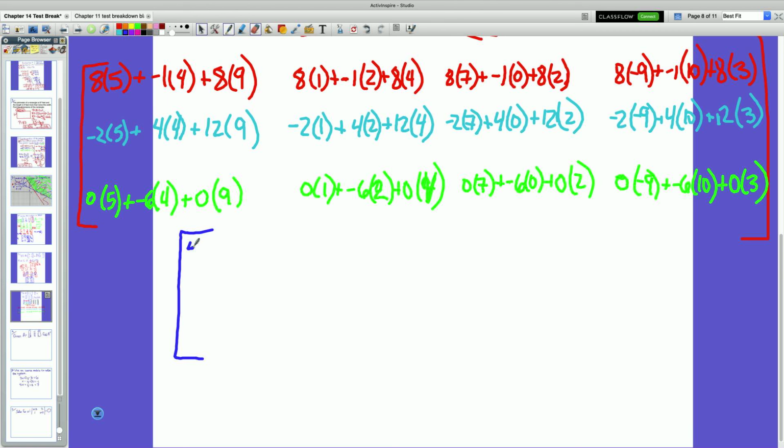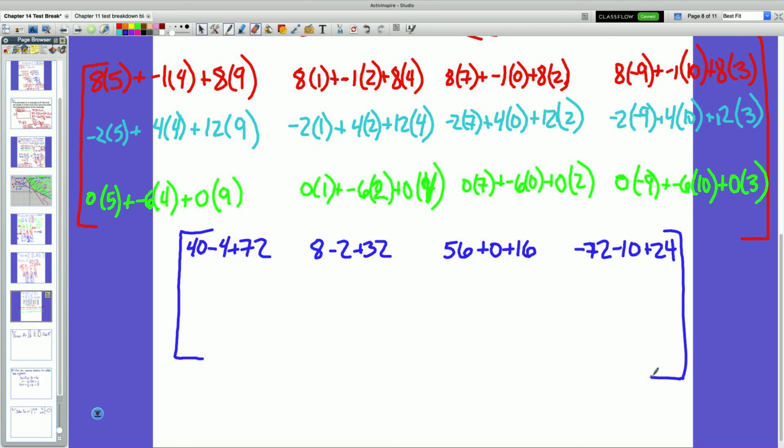So 8 times 5 is 40. Negative 1 times 4 is minus 4. 8 times 9 is plus 72. 8 times 1 is 8. Negative 1 times 2 is minus 2. 8 times 4 is plus 32. 8 times 7 is 56. Negative 1 times 0 is 0. 8 times 2 is 16. Okay, 8 times negative 9 is negative 72. Negative 1 times 10 is negative 10. 8 times 3 is 24.